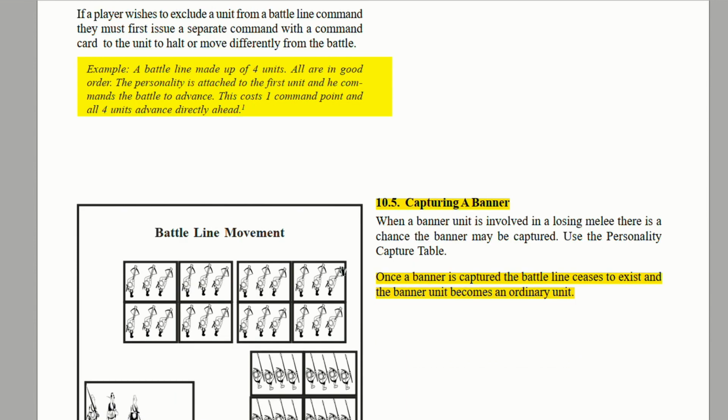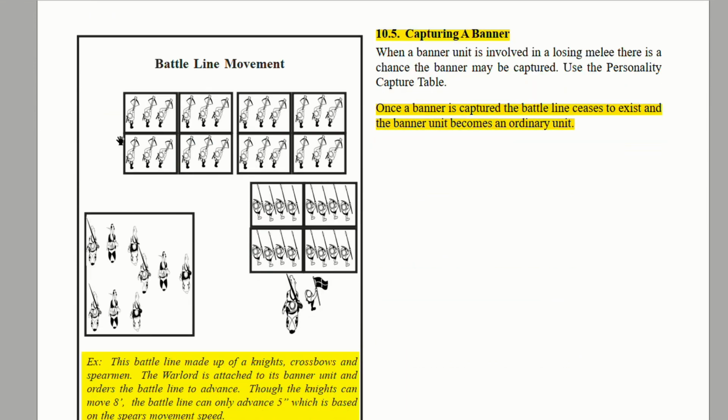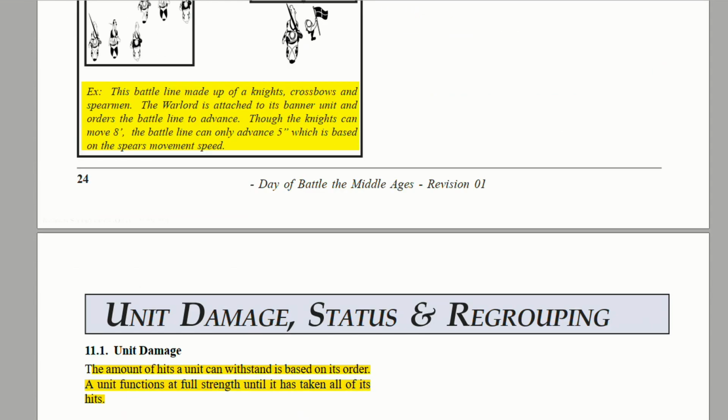Battle line movement, the PIP course. Here is another battle line. The movement is the movement of the slowest unit. Here's capturing the banner. The battle line has a banner unit, and a banner; if this is lost, the battle line is lost.